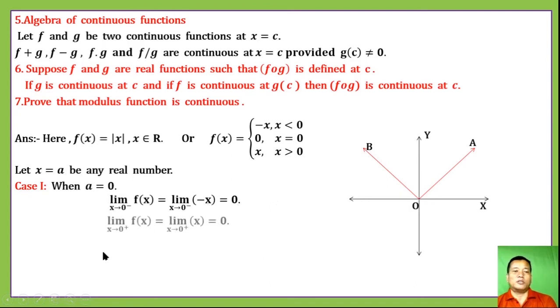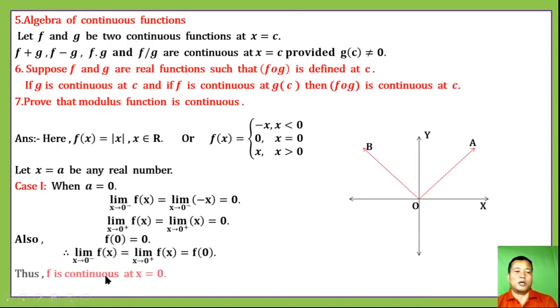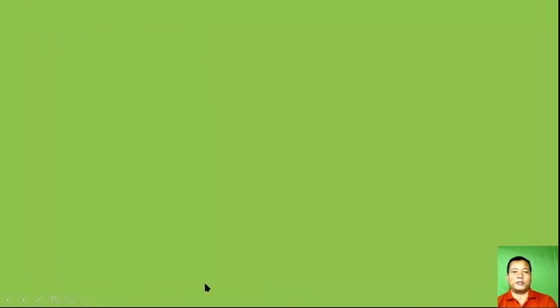Left hand limit is 0. Similarly, the right hand limit at 0 is also f of x. We have to put x as x is greater than 0, which is also a polynomial whose limit is obtained by putting exactly x equal to 0. We get 0. Also, f of 0, the function value at 0, is given as 0. Therefore, left hand limit at 0 equal to right hand limit at 0 equal to function value. Conclusion, thus f is continuous at x equal to 0.